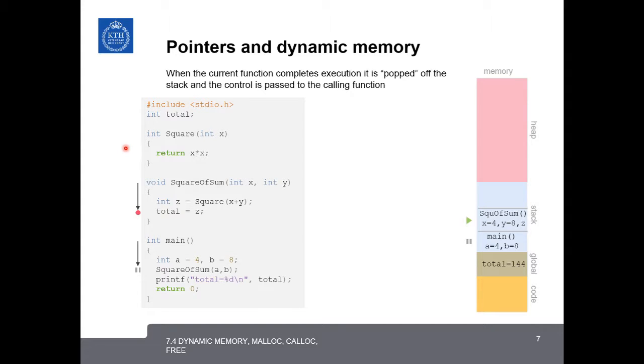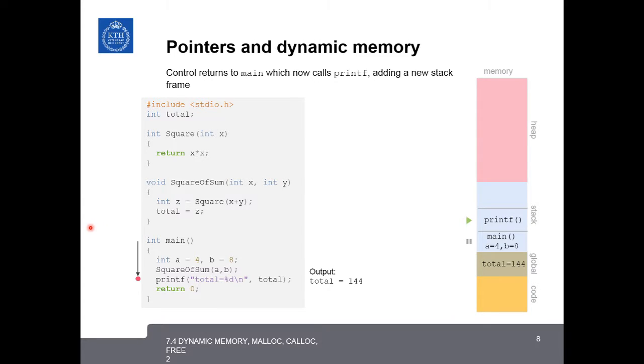When the function square has finished running, it's popped off the stack and control is now given back to square of sum. Square of sum then stores the value in z to the global variable total, and then square of sum is popped off the stack, which returns control now to main.